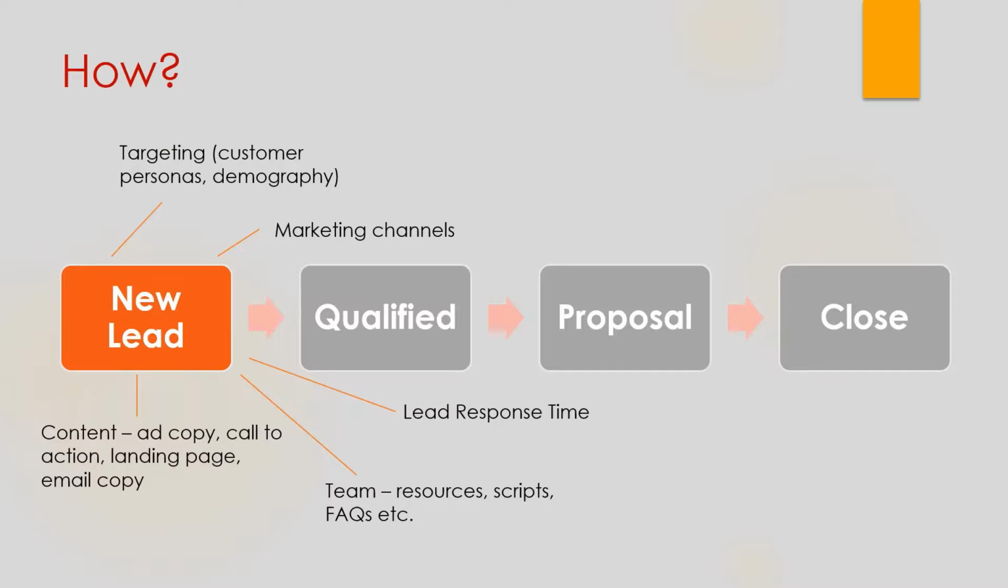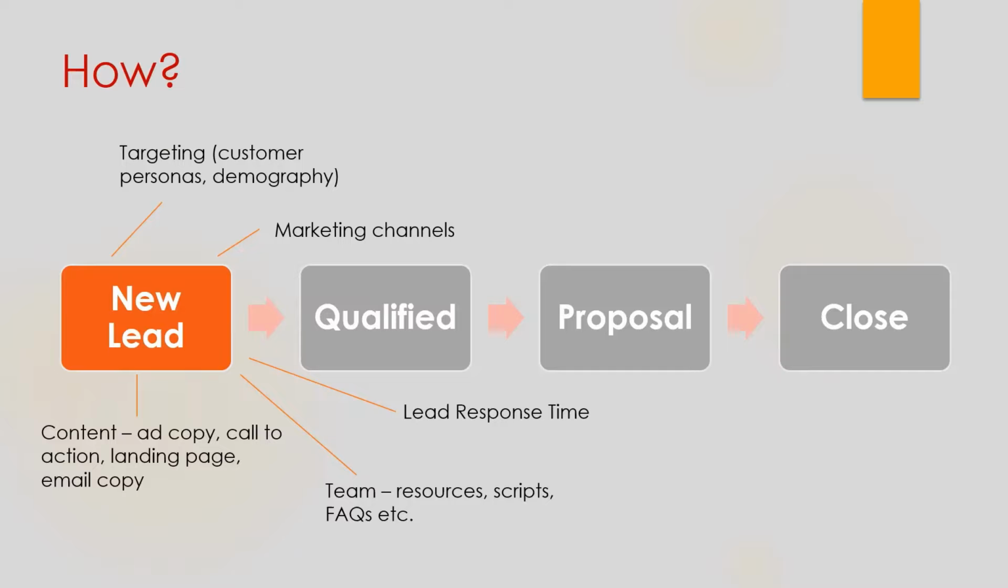Then you could look at your team, resources, and the scripts or templates that they use for cold calling and emails, FAQs, how they answer questions from customers. How could you improve these? And then look at the content as well: the ad copy, the call to action, your landing page, your email copy. What tweaks and improvements can you make to each of these to ensure that more and more prospects move from the contact stage to the qualified stage?